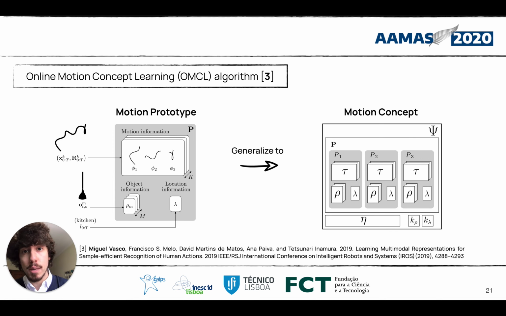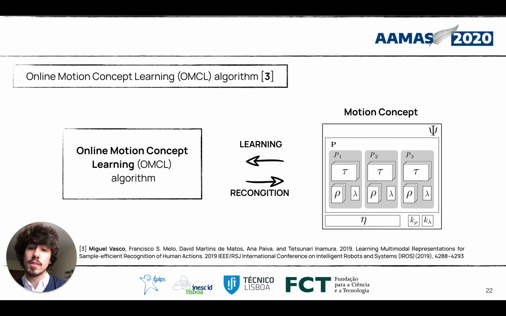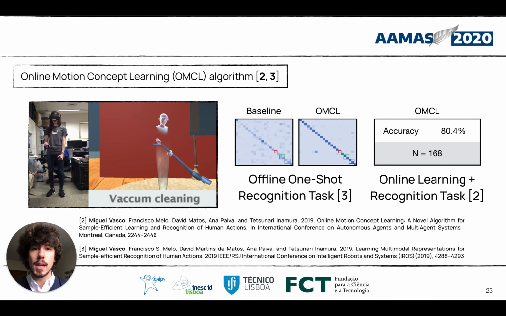And from several demonstrations of the same action class, we are able to generalize that into the representation which we call motion concept, which is the generalized representation of an action class. Furthermore, we have also developed the online motion concept learning algorithm, which is an algorithm able to learn new motion concepts from demonstration data provided by a human, but also to recognize a demonstration as an example of a previously learned motion concept. We have evaluated our algorithm in two different tasks.